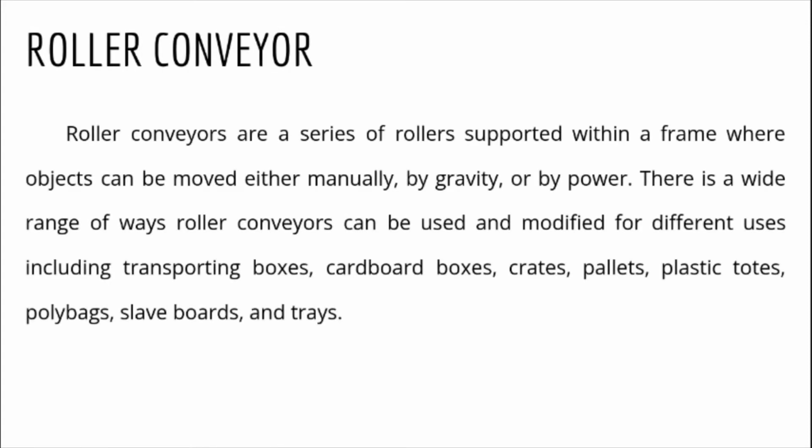Roller conveyor. Roller conveyors are a series of rollers supported within a frame where objects can be moved either manually, by gravity, or by power. There is a wide range of ways roller conveyors can be used and modified for different uses, including transporting boxes, cardboard boxes, crates, pallets, plastic totes, poly bags, slave boards, and trays. A roller conveyor system can be configured to work with a range of ancillary equipment including bends, gates, and turntables.